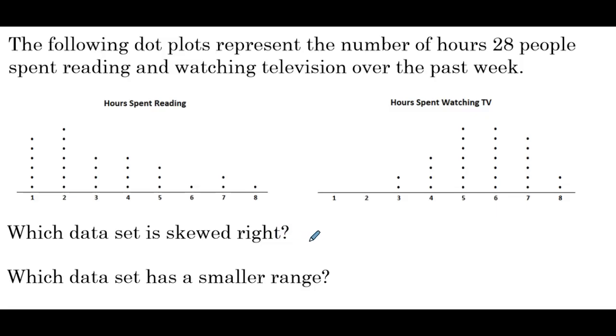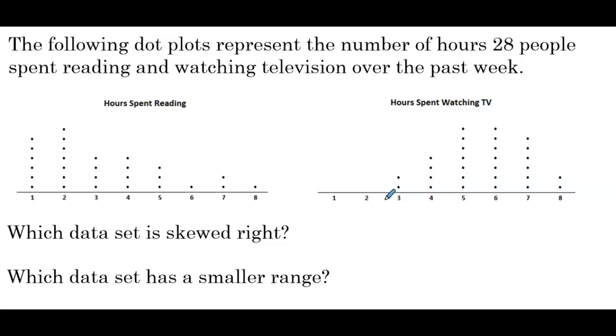The following dot plots represent the number of hours 28 people spent reading and watching television over the past week. So hours spent reading, we see it go from 1 to 8, and we have our dot plot that is skewed right. Most of the data is to the left, and then the tail is to the right. Now remember what that means. That means that this tail, these data points, are going to pull the mean to the right of the median, hence skewed right.